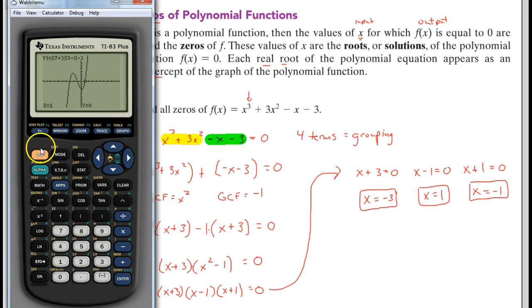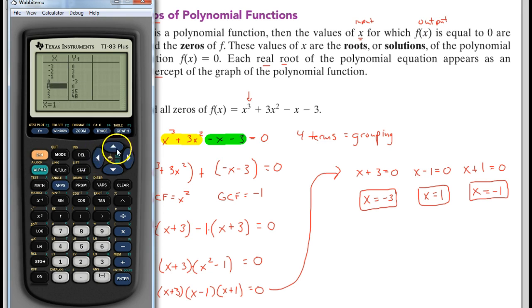Okay, another really cool thing that you're going to use a lot in this chapter is the table. So if I press second graph, that takes me to the table, and I can see right there negative 3 makes y equals 0, negative 1 makes y equals 0, and 1 makes y equals 0. So I can see the zeros of the polynomial under the table feature by looking over in the table for what makes y equals 0. There's a 0 under y, so negative 3 is a 0 of the function. There's a 0 under y, so negative 1 is a 0 of the function. There's a 0 under y, so 1 is a 0 of the function.